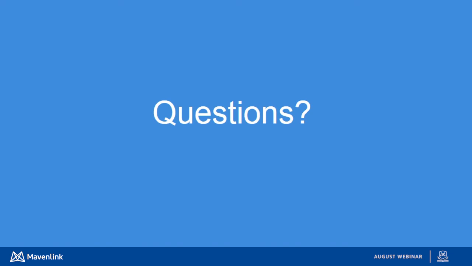Awesome. Looks like Sarah has a question. How often is Mavenlink doing these webinars? We are doing these webinars on a monthly basis, and just to give you a sneak preview of next month's webinar, we have a fantastic feature that we are extremely excited about. It's time and expense approvals. Time and expense approvals are going to be coming in Mavenlink. We're going to walk through that together next month in our webinar in September.